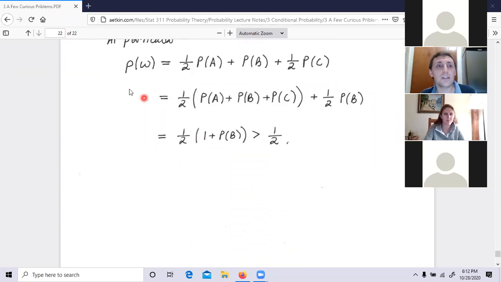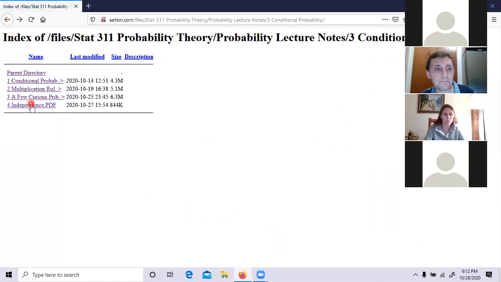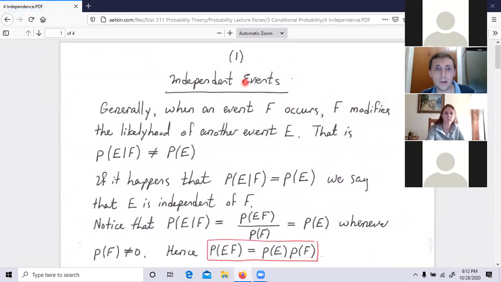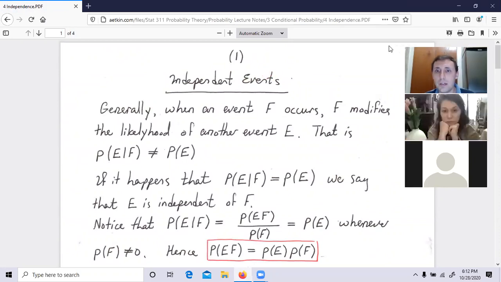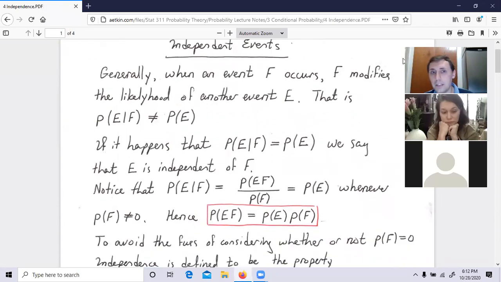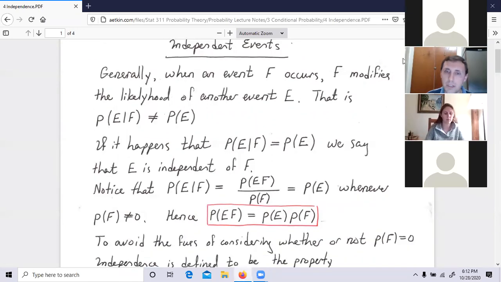Yeah. Good. So now we talk about the last topic of chapter 3, independence. All right, independent events. Generally, when event F occurs, F modifies the likelihood of another event E. Agreed? When you get some information, there is a modification of the probability. That means that the probability of E, given that F occurred, is not the same as the probability of E occurring. Now, you have to remember that every single thing that ever happens reduces the number of potential universes that you might be observing, and therefore may have an effect on the probability.